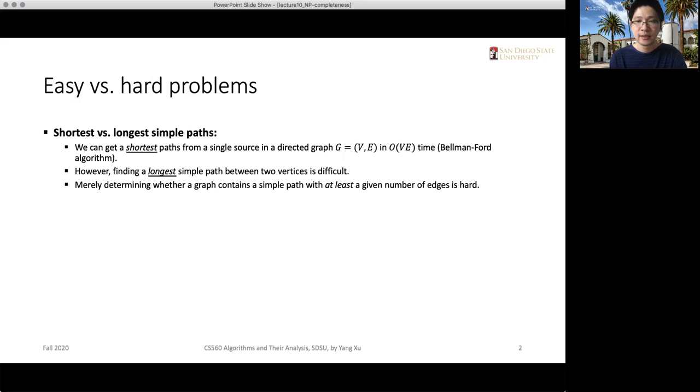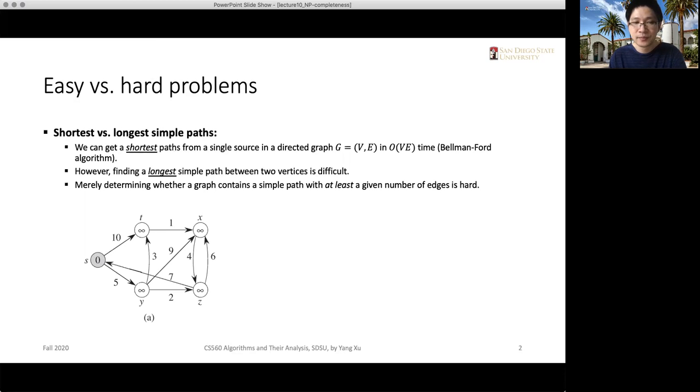And merely to determine whether a graph contains a simple path with at least a given number of edges is hard, not to mention the longest path problem. Okay, you can try that.